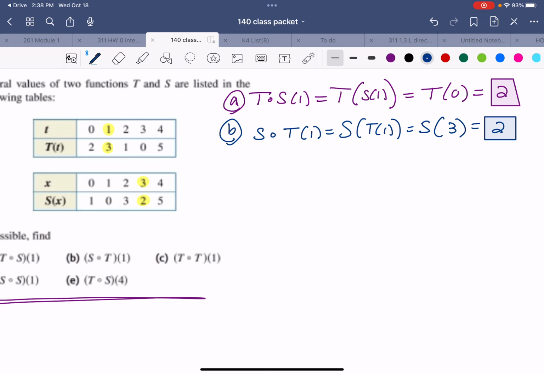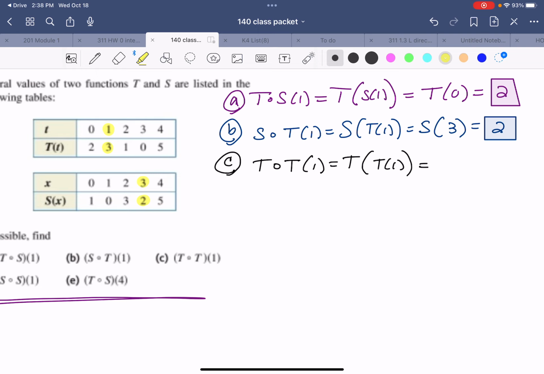Then part C. T composed with t of 1. So t of 1. Let me erase what we've got. T value of 1, little t of 1, so capital T is 3. So this is capital T of 3. And so now my little t is 3, and I'm plugging into capital T, the corresponding is 0.